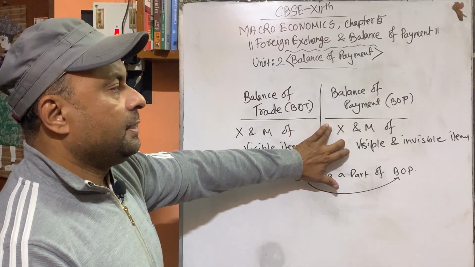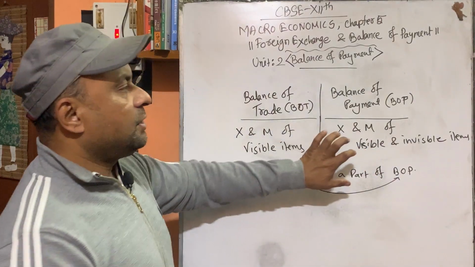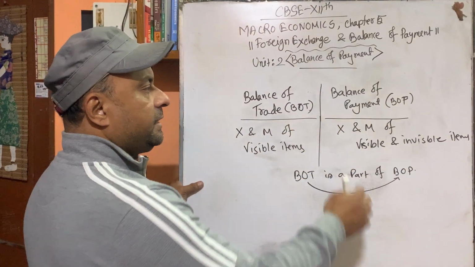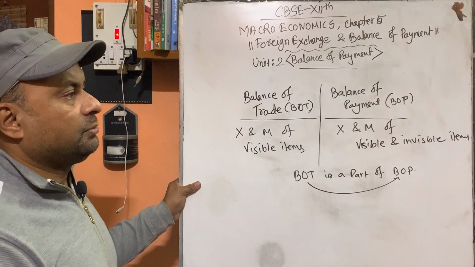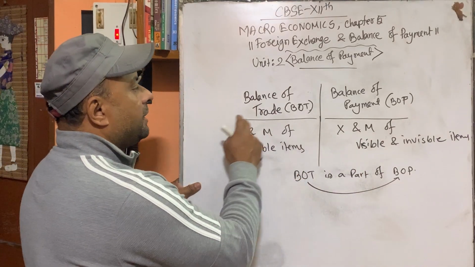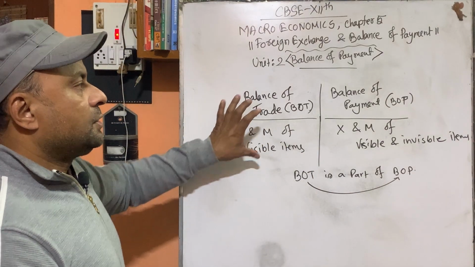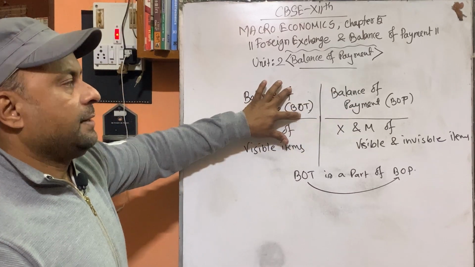This is BOP. So BOP is included in any kind of policy formulation or policy making of a country because it includes all types of economic transactions of a country with the rest of the world. But balance of trade covers only some particular part of the foreign trade of a country. So BOP is a broader concept compared to BOT.